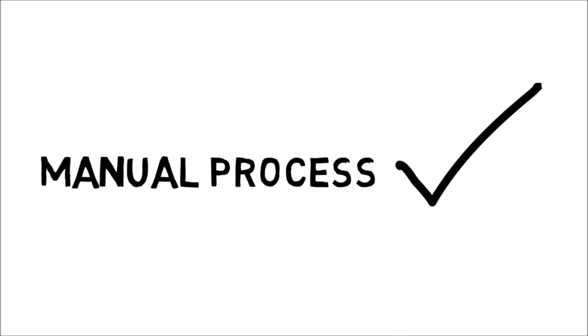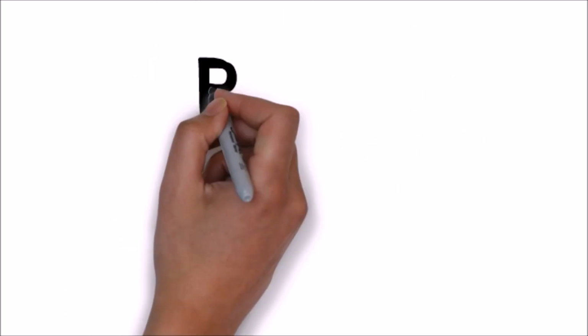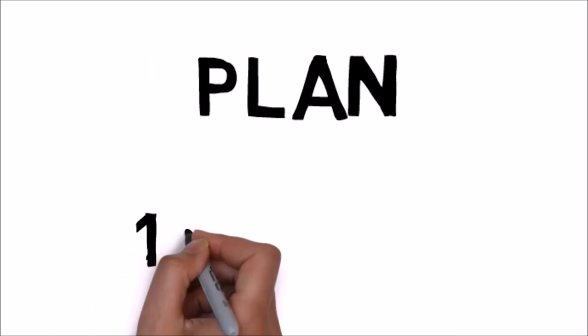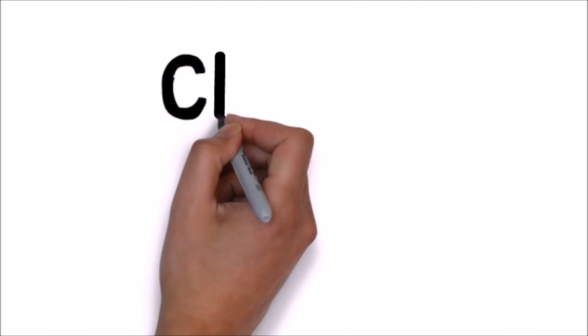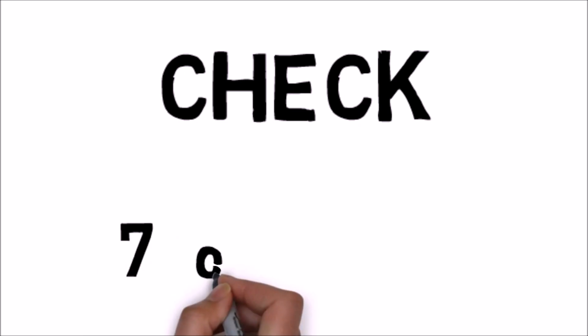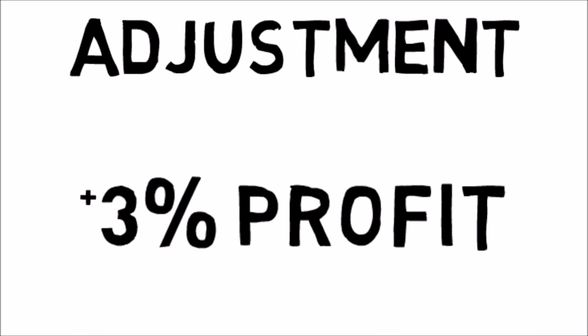So as you can see, PDCA is great for something like manual labor, but what about something else in a business like finances? Well, let's say our plan for finances is that we plan to make 10% profit. So we do the work, we check our work, and when we check our work, we find that we actually are only making 7% profit. So now we know that our adjustment is that we need to make 3% more profit. Well, how do we do this, you might ask?